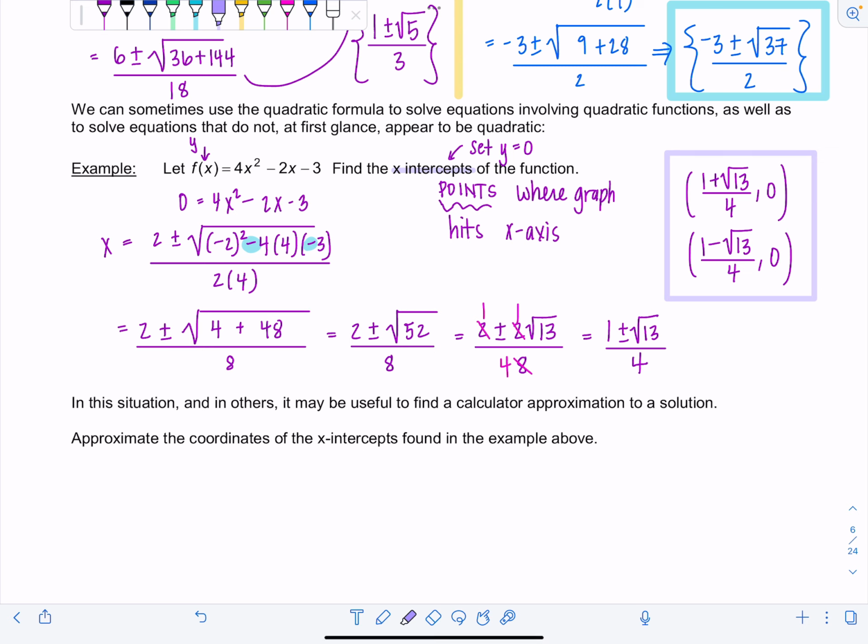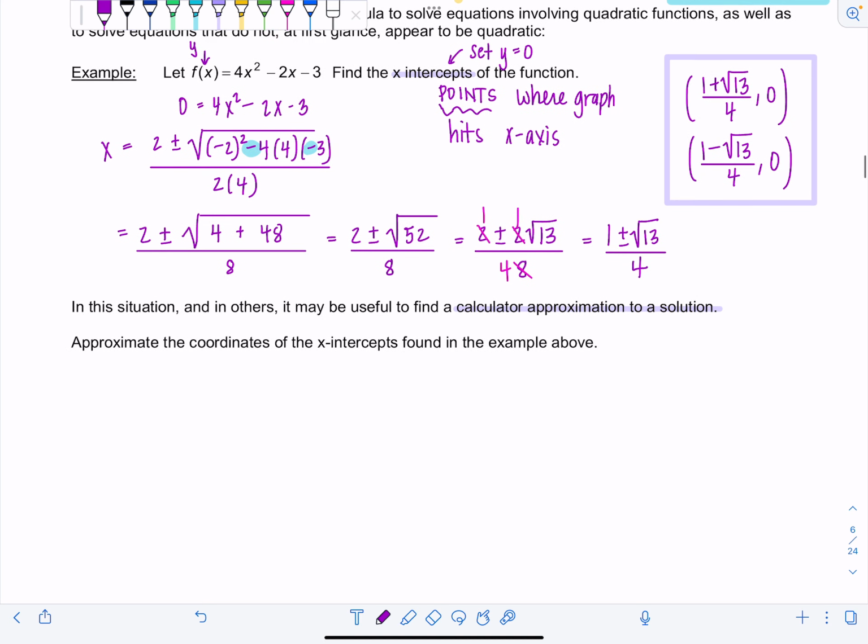Now, in this situation and in others, it may be useful to find a calculator approximation to a solution, especially if you're going to be asked to graph the parabola using the x-intercepts and a couple other points. You know, I don't look at 1 plus rad 13 over 4 and right off the bat know where to plot that on the x-axis. So I want you guys to practice, make sure you can do this in the calculator, 1 plus rad 13, and then divide all of that by 4. If you round to 2 decimal places, you should have about 1.15 as your x coordinate, comma 0.